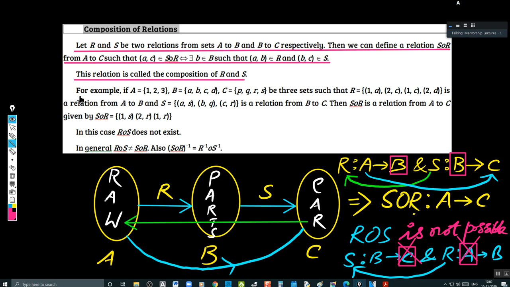Rishi, you read this. If A is equal to {1, 2, 3}, B is equal to {a, b, c, d}, C is equal to {p, q, r, s}, be three sets such that R = {(1,a), (2,c), (1,c), (2,d)} is a relation from A to B, and S = {(a,s), (b,q), (c,r)} is a relation from B to C. Then SoR is a relation from A to C, given by SoR = {(1,s), (2,r), (1,r)}.